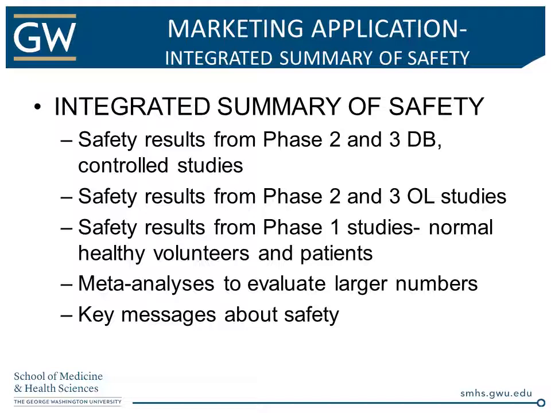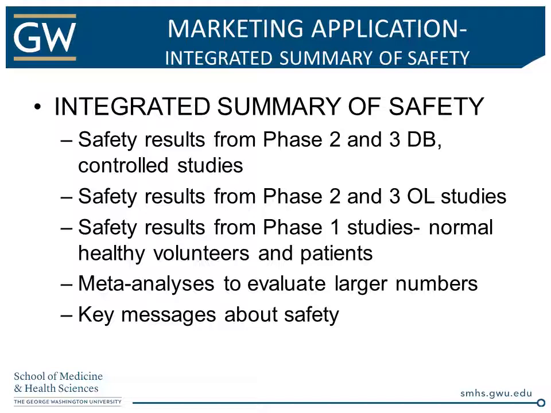The ISS presents safety results from all Phase 2 and 3 well-controlled double-blind trials, from all open-label Phase 2 and 3 trials. The safety data is presented separately from controlled trials. The Phase 1 safety data is provided separately, and the Phase 1 safety data in studies where patients were dosed versus healthy volunteers are also separated.